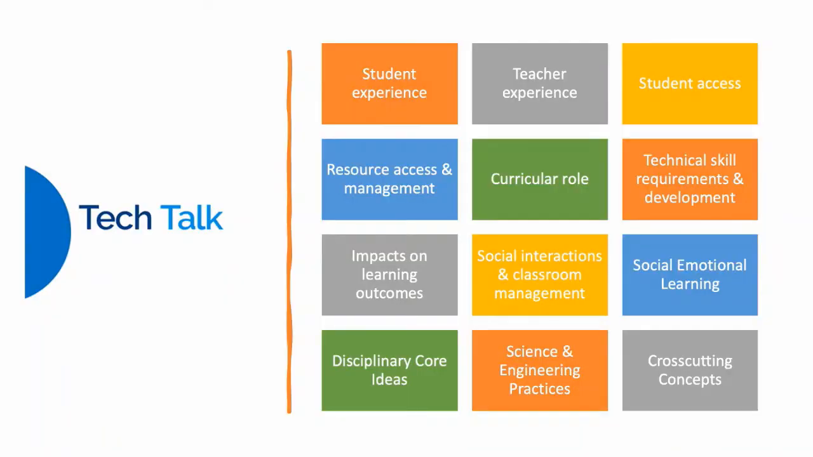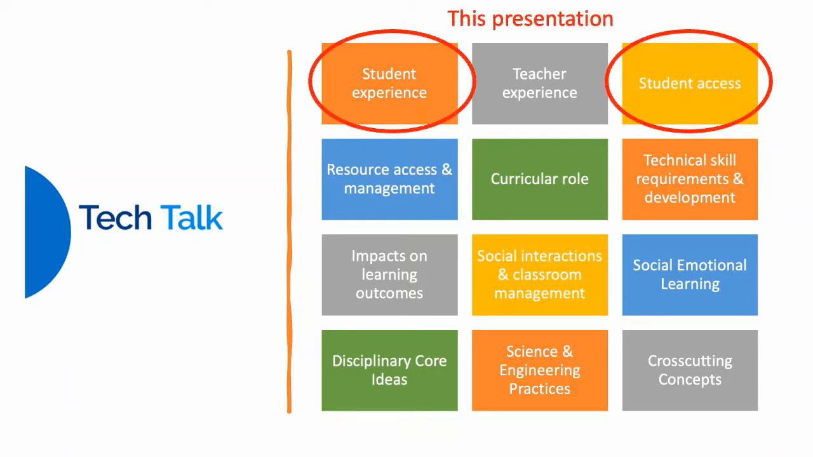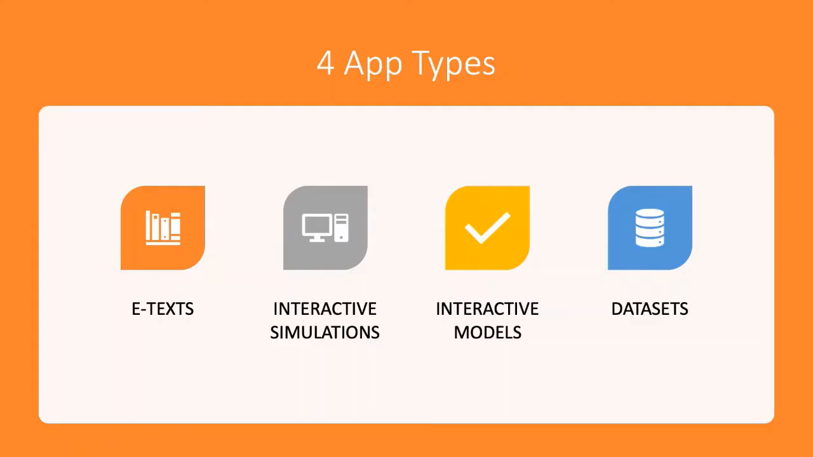Here are some of the many factors to consider when you think about bringing apps for content learning into your science instruction. You'll find these factors addressed in the Tech Talk column installments. Today, I'm going to share a way of thinking about apps in terms of students, specifically student experiences and student access. There are lots of apps out there for science learning. Today, I'll share the characteristics of 4 categories of apps: e-texts, interactive simulations, interactive models, and datasets.